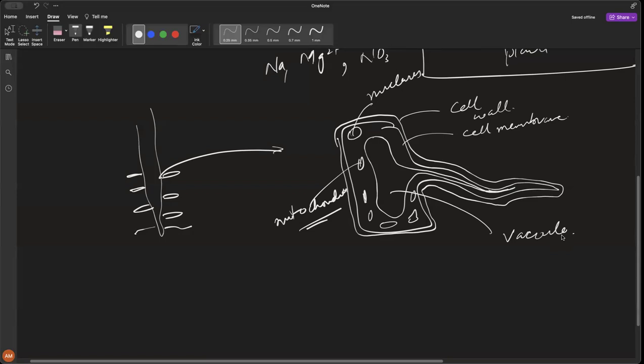So what is their adaptation? We'll study that, how the water is basically taken up. This is what we have to study.